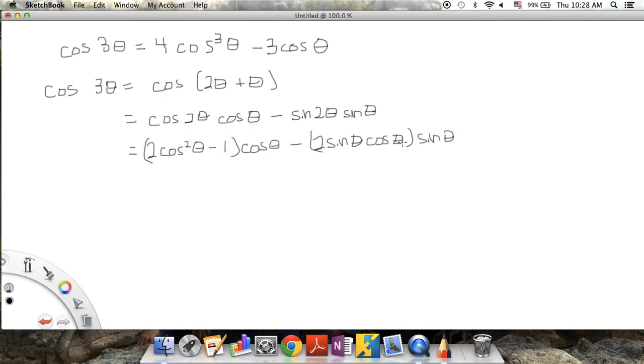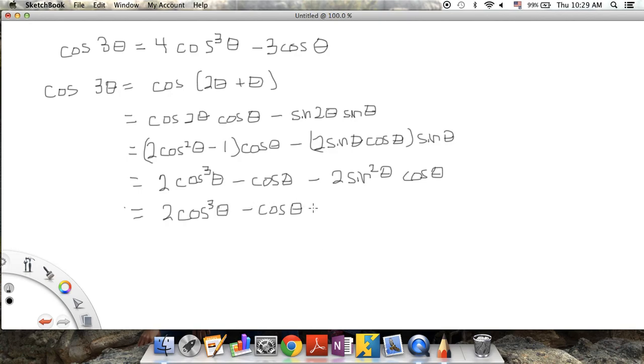So I put in my double angle formulas. Now I just multiply everything out. Okay, now I've got this sine in here that's kind of throwing things off. So I want to use my Pythagorean identity to change it to a cosine.